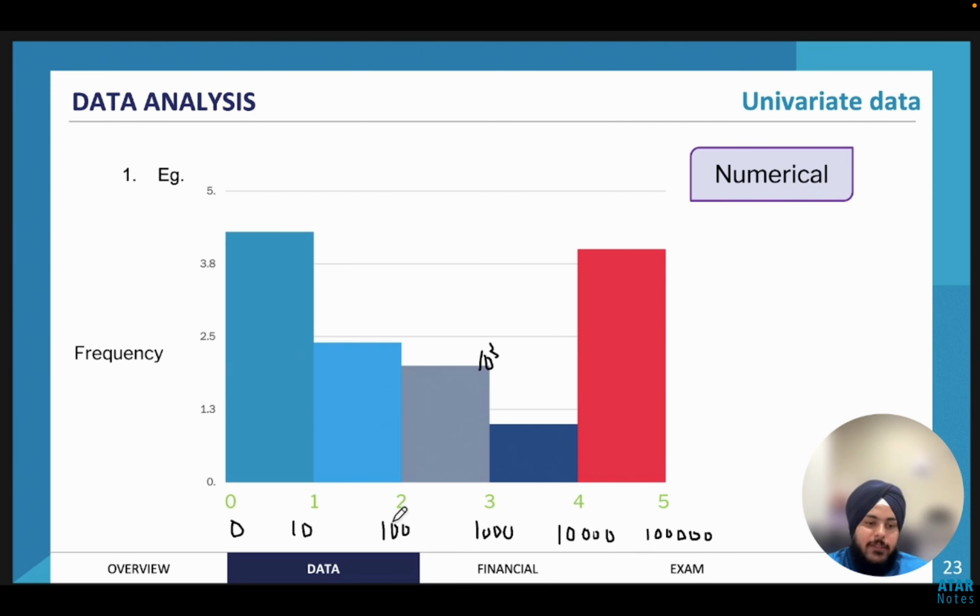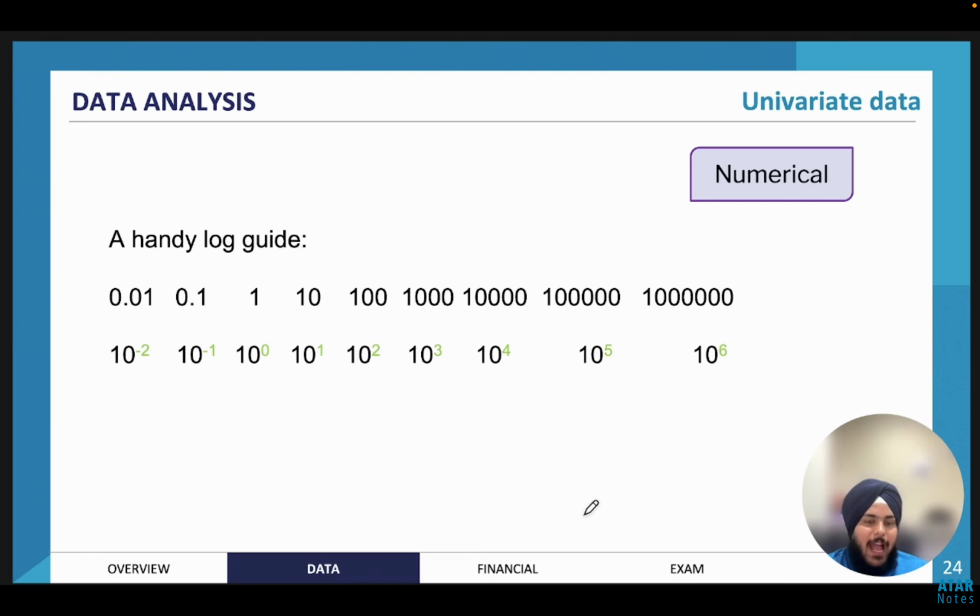These actually represent log scales. So this 2 to 3 represents 100 to 1,000, and so on and so forth. Okay, so this is a handy log guide, but obviously you will have your calculators, so it will be pretty straightforward.